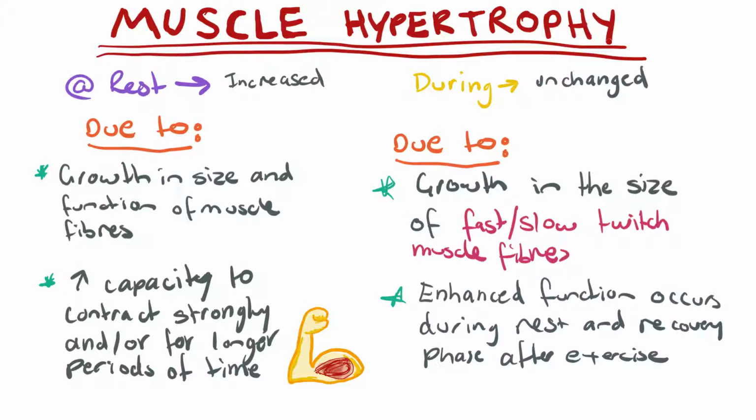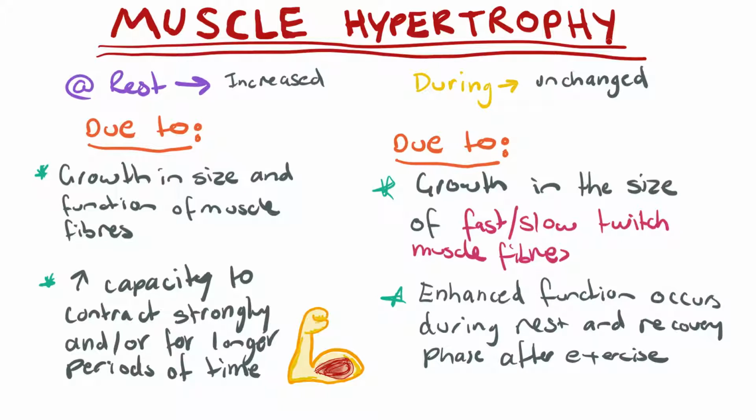So when we have a look at applying, say, resistance training to an athlete, how is their muscle hypertrophy affected? So we look at rest, it's obviously increased, and during, it sort of stays unchanged. And let's have a look at why it stays unchanged or why it increased. So when we're at rest, the growth in size and function of the muscle fibers is able to be repaired, and there's an increased capacity to contract strongly and or for longer periods of time.